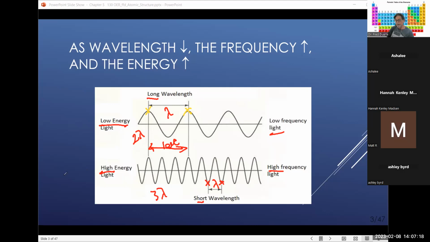This could be something like X-rays. And this could be something like radio waves. Now, the radio waves are very big. They're in the meter length, with respect to wavelengths, whereas X-rays are extremely, extremely tiny.